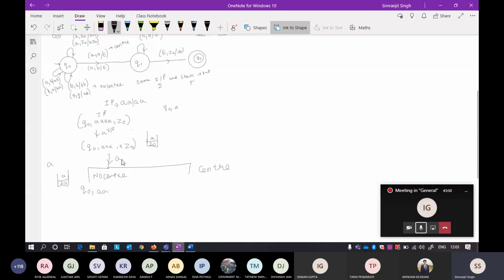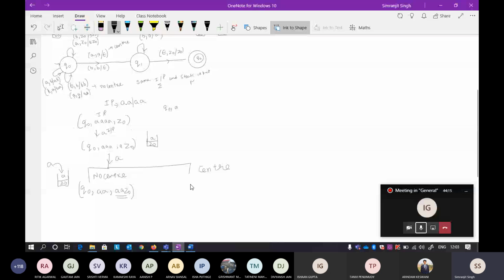A is consumed, so it will become 2 A's and then it will become A. I'm again writing all the contents of the stack and all the inputs, just to be clear, so you do not get confused. Now if no center is reached, I will push this A. Now if the center is reached, what I will do is pop it.